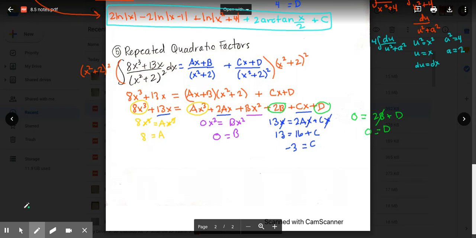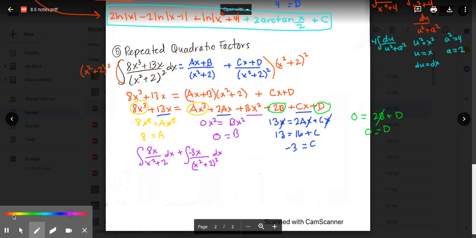So there you go. Now we're going to plug it back in. We have the integral of, plugging a and b back in here, 8x, and b is 0, so you don't have to put anything there, over x squared plus 2. So that's our first integral. Plus the integral of cx, so c is -3, and d is 0, so I don't even need to put that in, over x squared plus 2 quantity squared dx. And so we're integrating both of these.